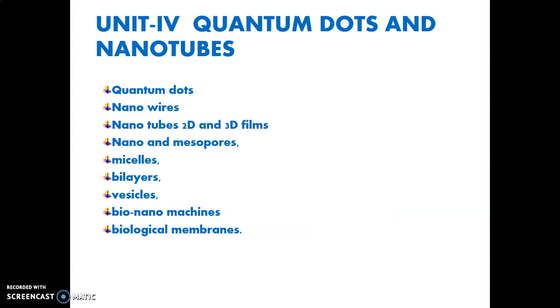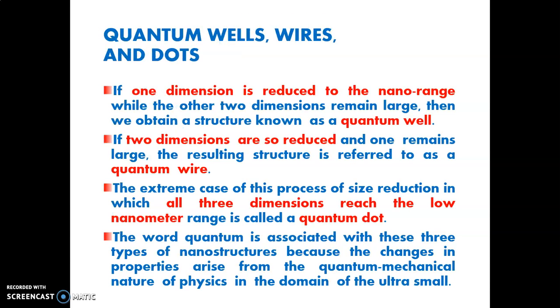So, what is the fourth unit? The fourth unit is nothing but quantum dots and nanotubes. In this unit, we are going to see the definition of quantum dots, nanowires, then nanotubes, 2D and 3D films, nano and mesospheres, and miscellaneous topics: bilayers, vesicles, bio-nano machines, and finally biological membranes and their applications. So first we are going to see the quantum wells.